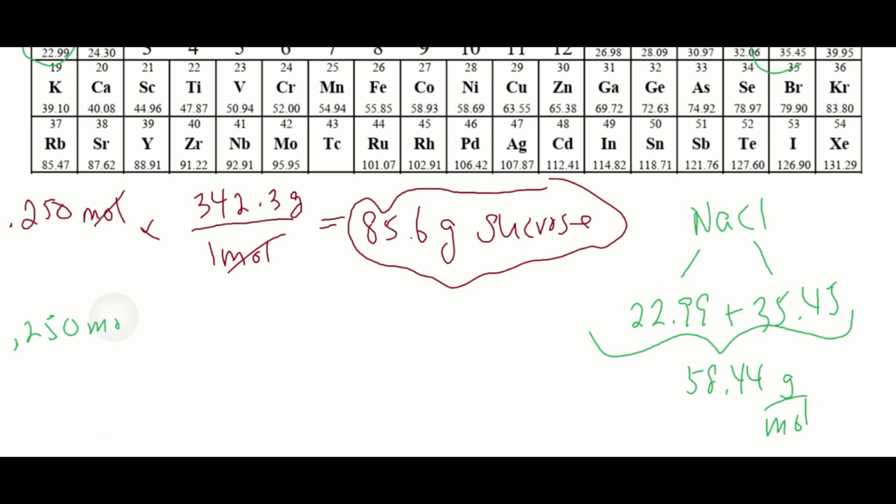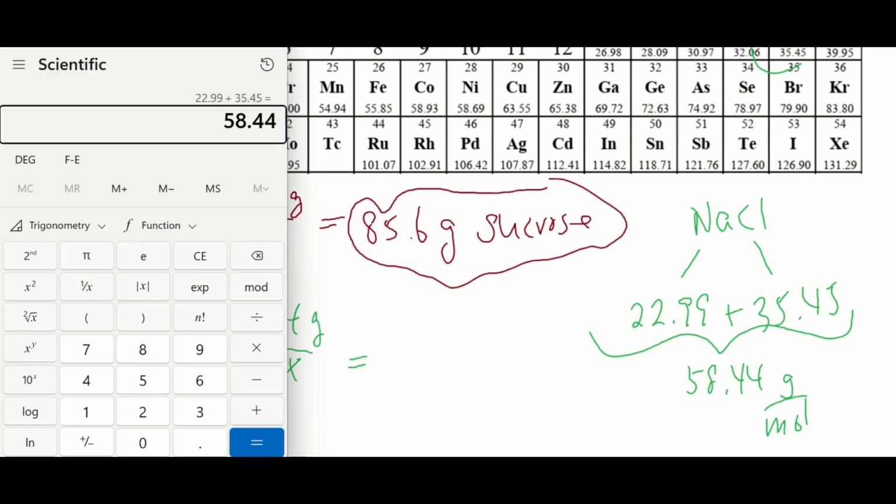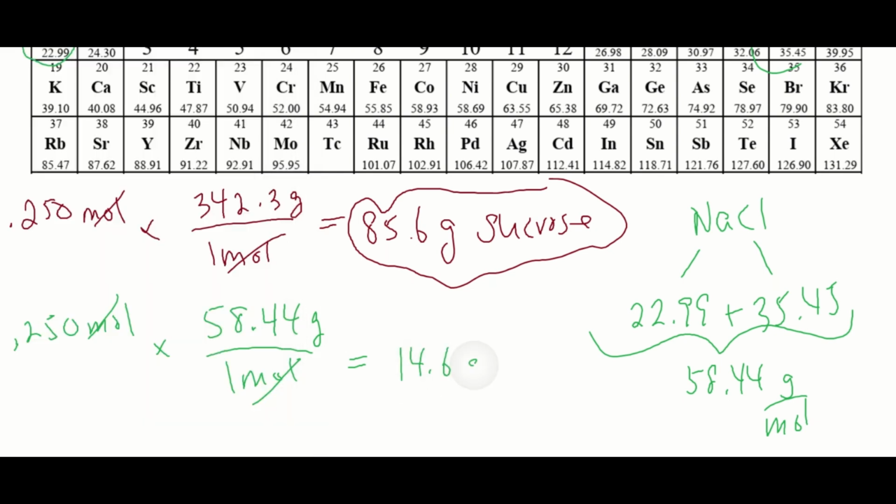So again, we'll start with 0.250. That's what the question is asking us for. And turn 0.25 moles of NaCl into grams using the molar mass conversion factor. So our answer is 14.6 grams of NaCl in 0.25 moles.